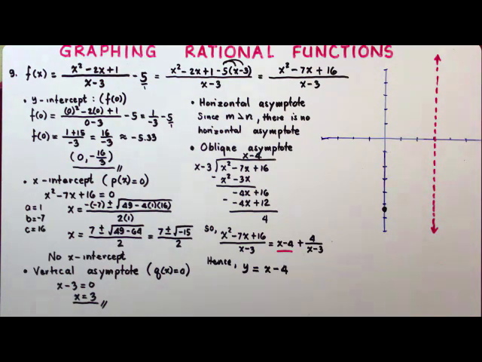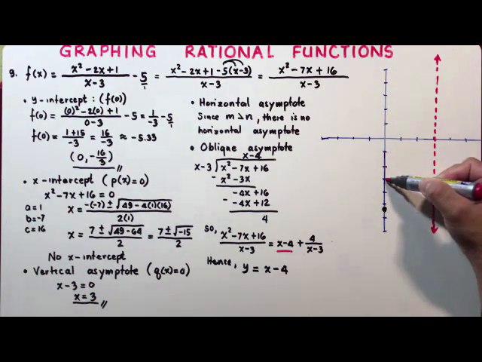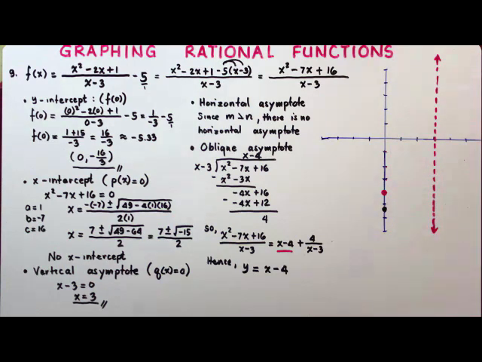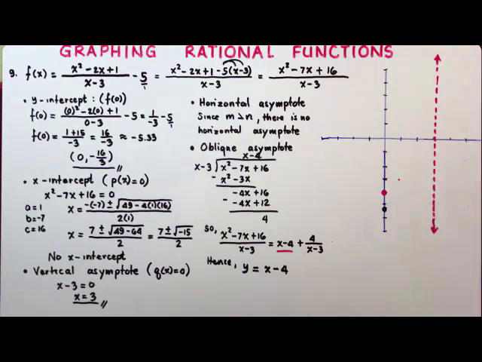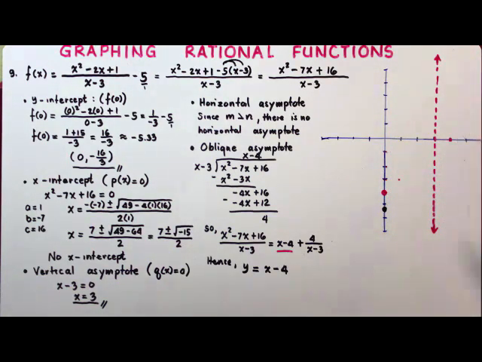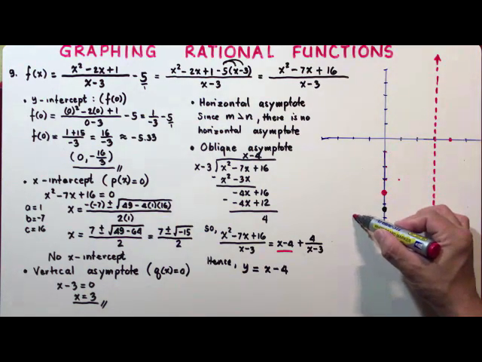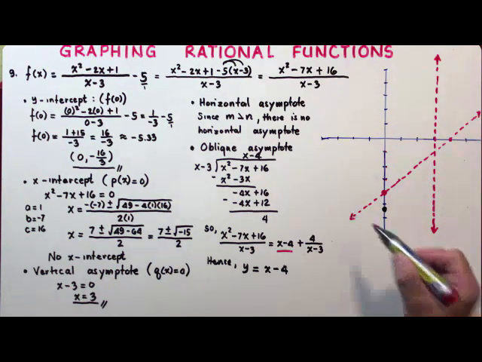And also plotting our oblique asymptote, which is y equals x minus 4. This line has a y-intercept of negative 4. So negative 1, negative 2, negative 3, negative 4. And since the slope is 1, you may rise 1 and run 1, or you may rise 4 and run 4. So the oblique asymptote is a line having a y-intercept of negative 4 and a slope of 1.